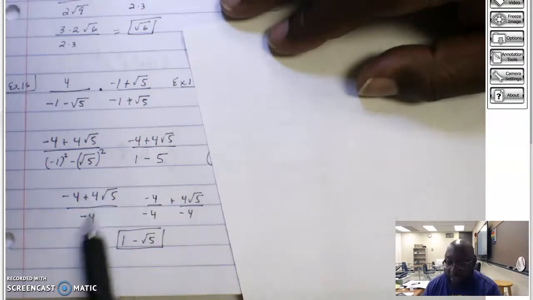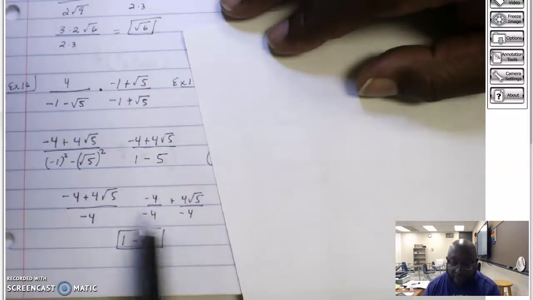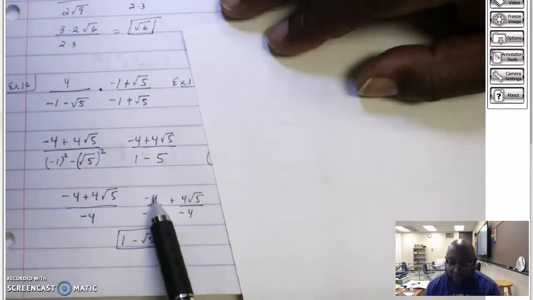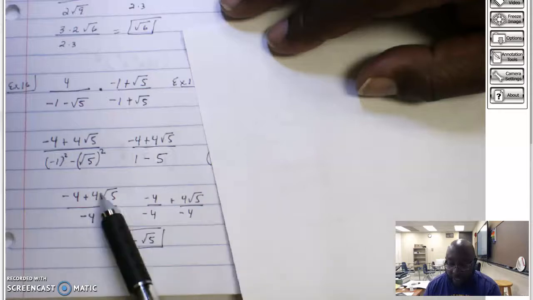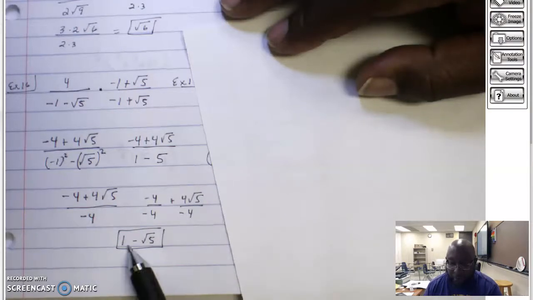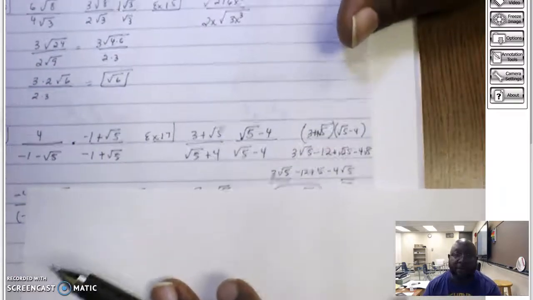So now what I do is just combine the 1 and -5 and get -4. So what I did was just separate this into 2 separate fractions, because I know -4 divides evenly into both of these numbers. So I did -4 over -4. And then I did positive 4 square root of 5 over -4. And my final answer is 1 minus the square root of 5. All right, so now I want to take a look at this next example.